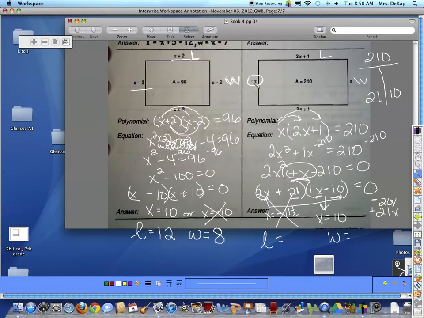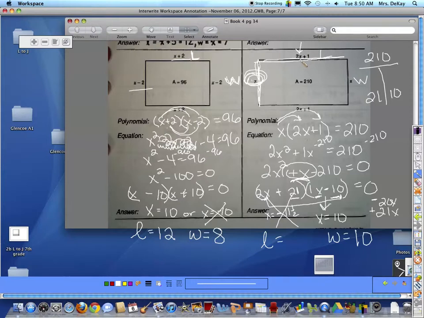X is 10. Where do you see an x? Look at your picture. Where is x? Oh, it's to the right side. Right here, isn't it? 10. So is this your length or your width? That's my width. Your width is 10. How do you find your length?